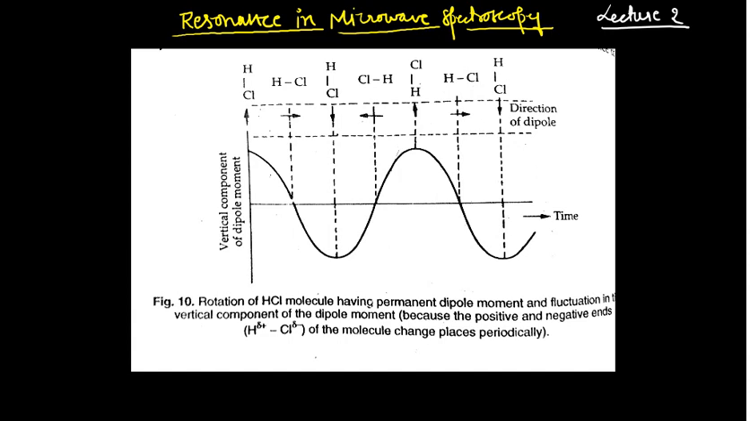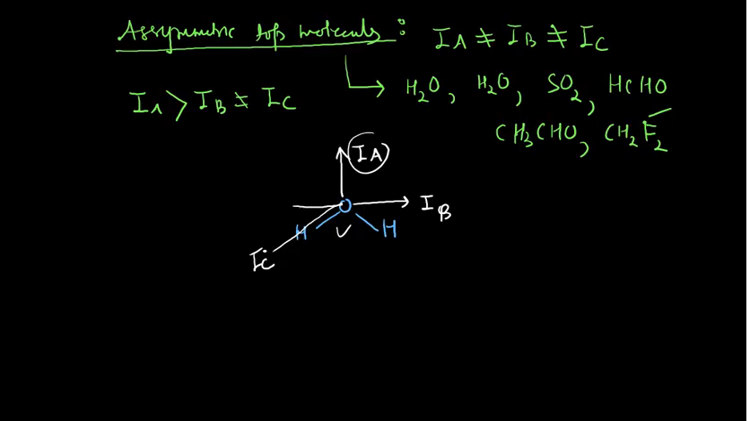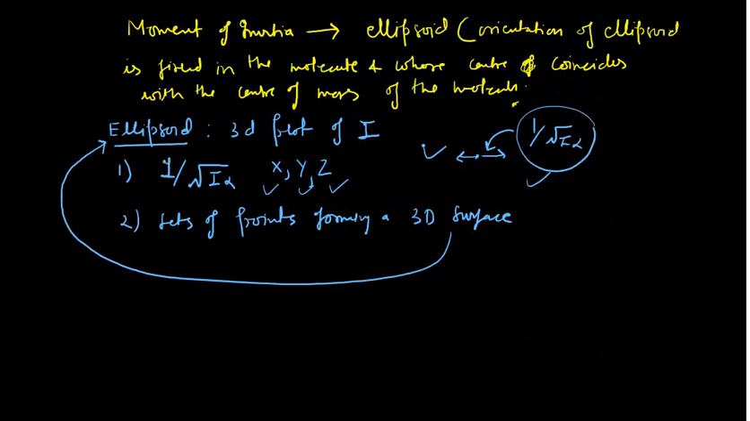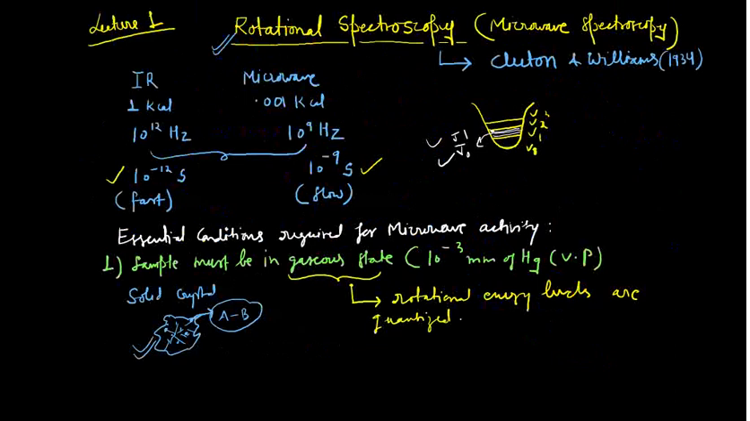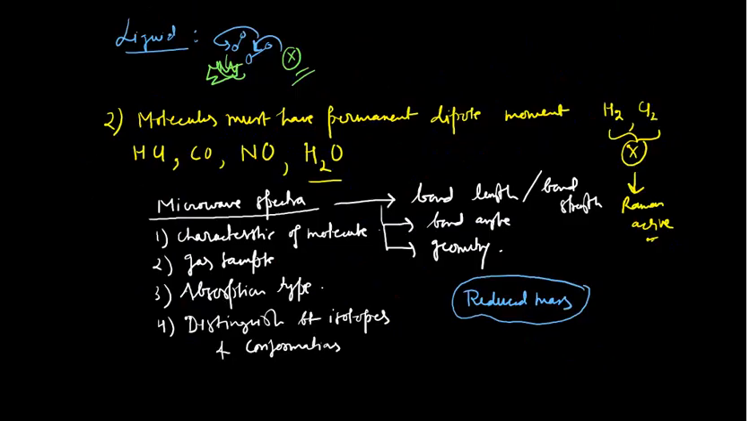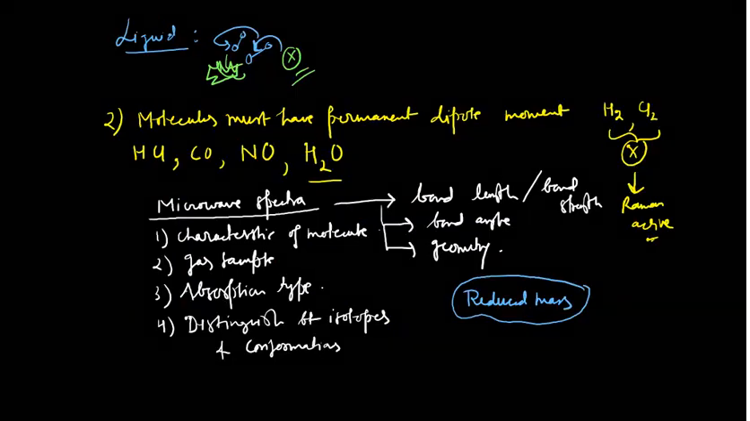So we see what we have discussed and how it forms the basis of this microwave spectroscopy. From here I started, where I gave the rotational spectroscopy and the ranges in terms of hertz, frequency, time scale, and energy. I have discussed all these things. Then I also discussed the essential conditions required for a molecule to be microwave active. These were the two conditions.